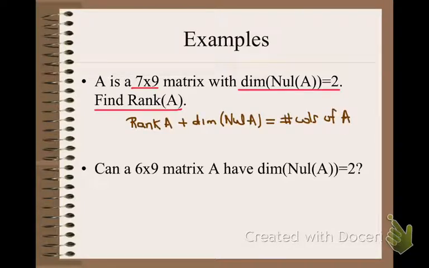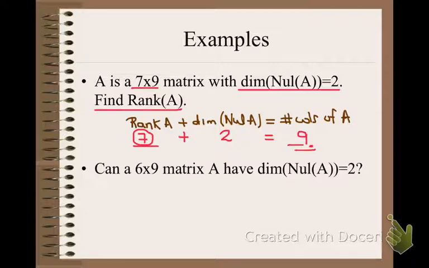Recalling what the rank theorem says, it says that the rank of A plus the dimension of the null space, or the nullity of A, is equal to the number of columns of A. So we know that the dimension of the null space is 2, and we know that the number of columns of A is 9. So this tells us that the rank must be equal to 7. In other words, the matrix A has 7 pivot columns and 2 non-pivot columns, which gives us 9, the total number of columns in the matrix A.